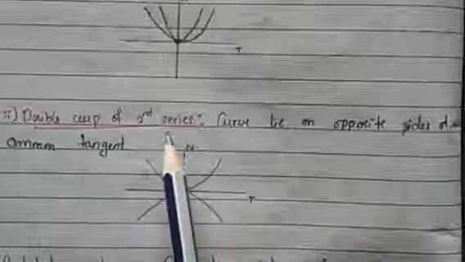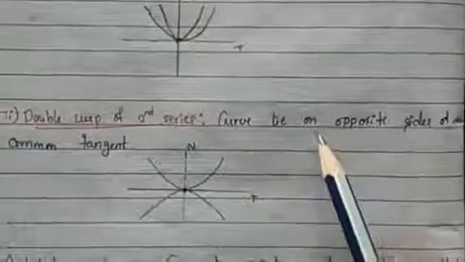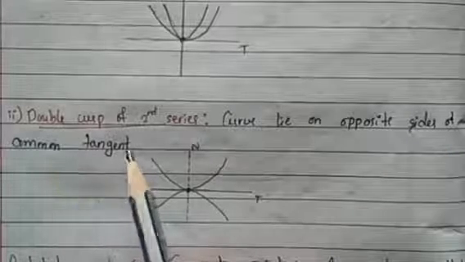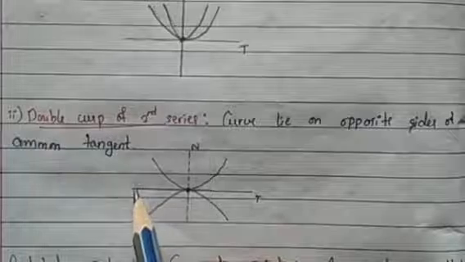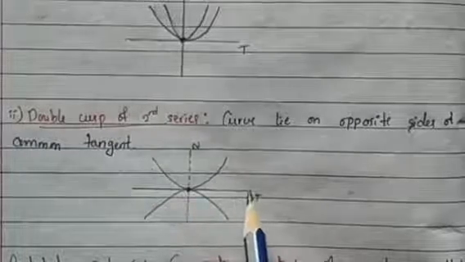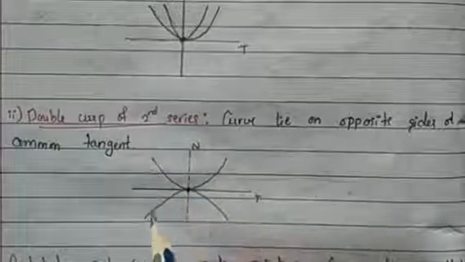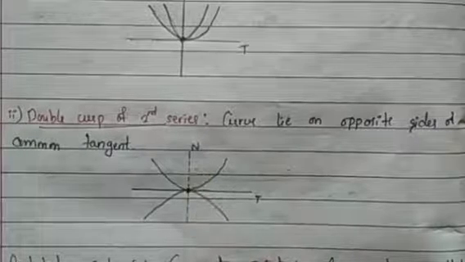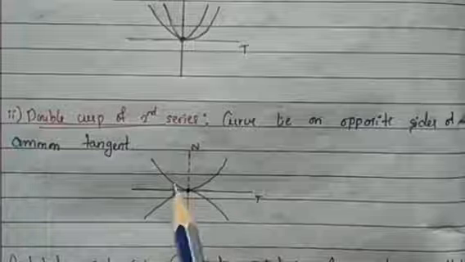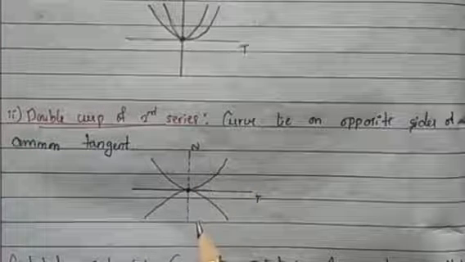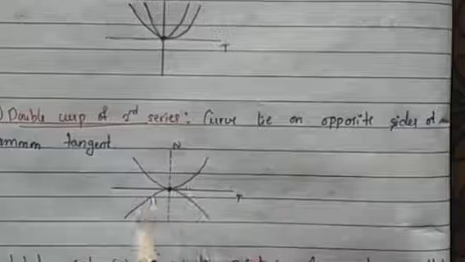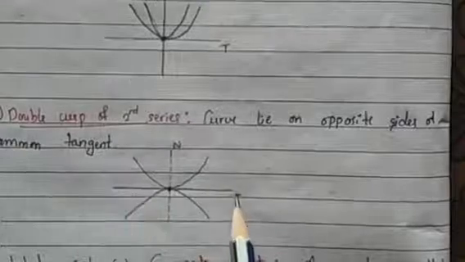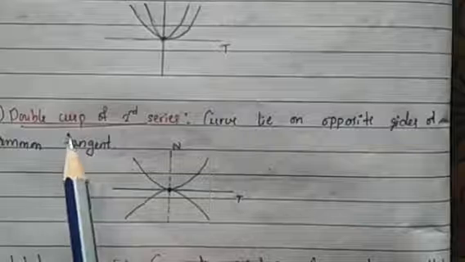Next, double cusp of the second series. It means the curve lies on opposite sides of the common tangent. Look here. This is the tangent. These are the curves. This is the normal. We see the curve lies on both sides of the common normal, and the curve lies on opposite sides of the tangent. So we say it has a double cusp of the second series.